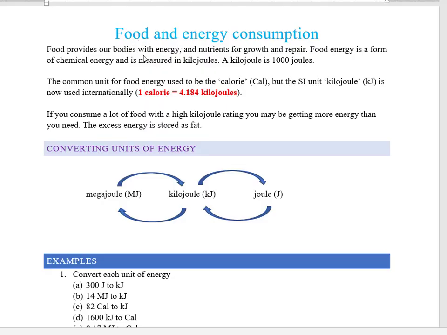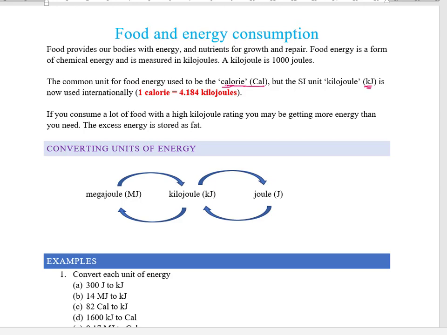Energy consumption. So we all know that food provides our body with energy and the nutrients for growth and repair. And food energy is a form of chemical energy and is measured in kilojoules. And a kilojoule is 1,000 joules. And the common unit for food used to be the calorie. So you'll see that lots of people still talk in calories, but the standard international unit is the kilojoule.